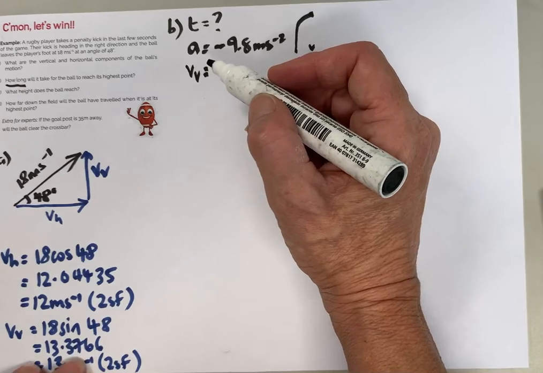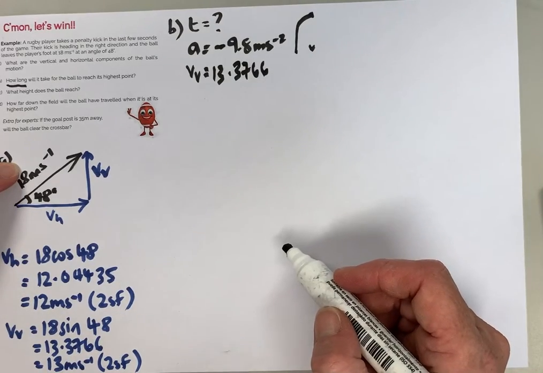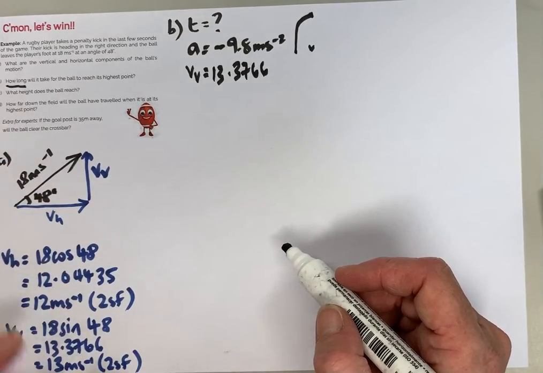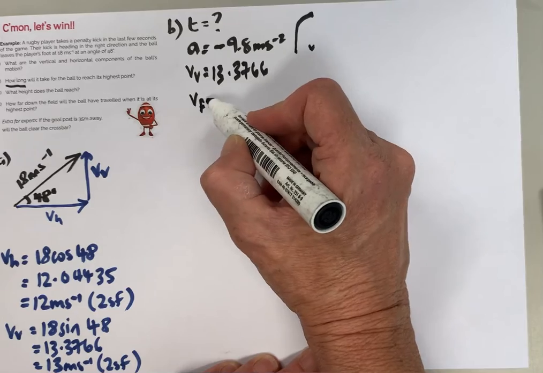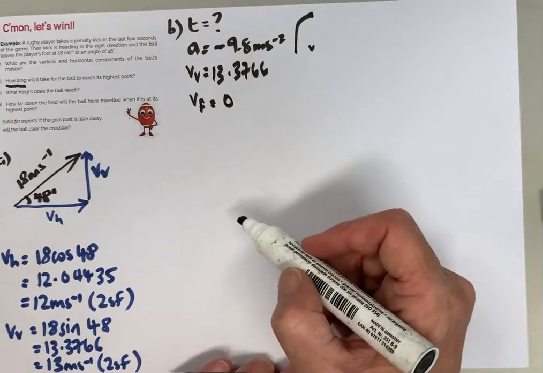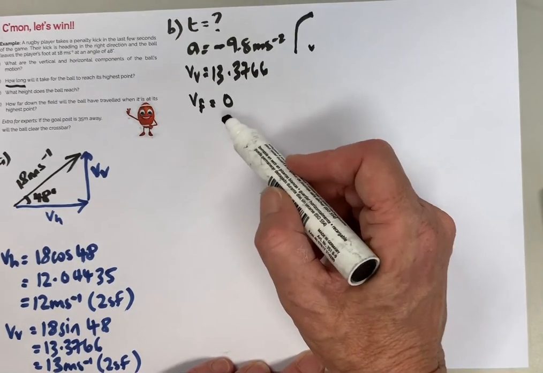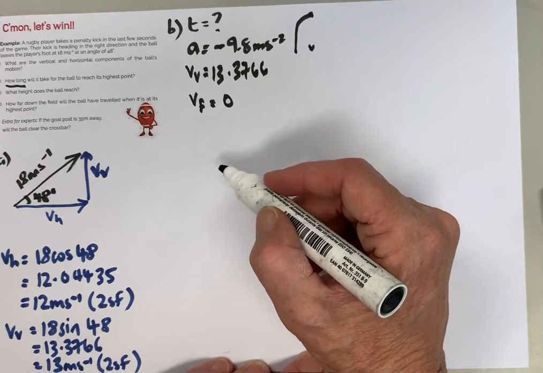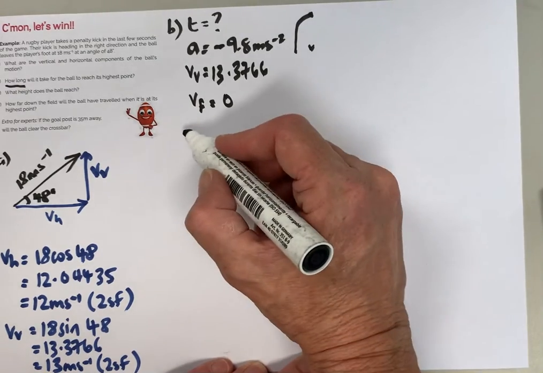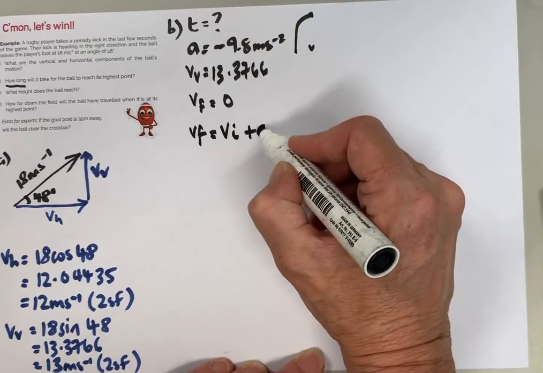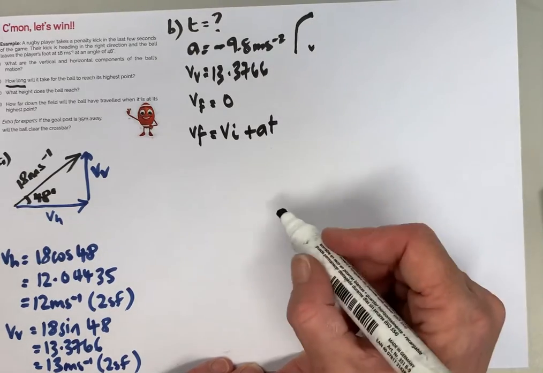So the initial vertical velocity is 13.3766. So we don't use 18, because we're looking at the time to the top, and we know that the final velocity at the top is 0. It's still accelerating at the top because it's changing direction, but the magnitude of the velocity is 0. So how long will it take? We're going to use Vf equals Vi plus At. Not quite in the order I'd like because I've put the unknown first, but we're pretty close.